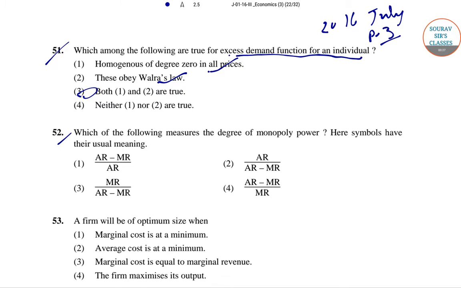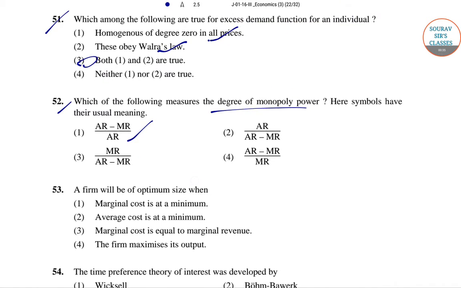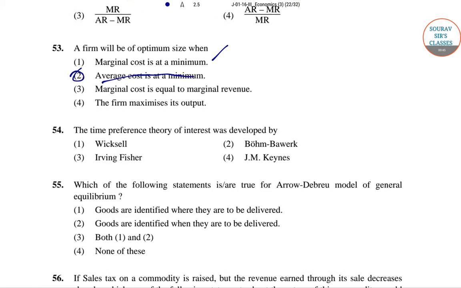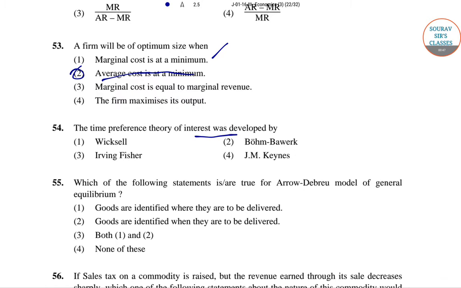Now we'll go to the next question, question number 52. Which of the following measures the degree of monopoly power? We know the right answer would be AR minus MR by AR. Now we'll come to question number 53. A firm will be of optimum size when the average cost is minimum. So option 2. The next question: the time preference theory of interest rate was developed by, out of these 4, we know Irving Fisher.